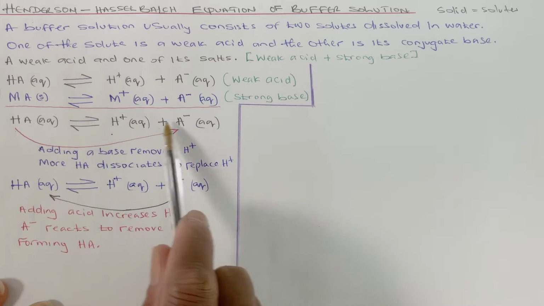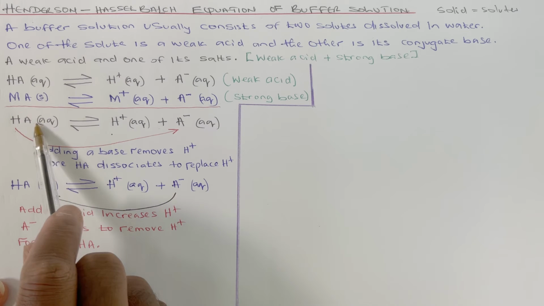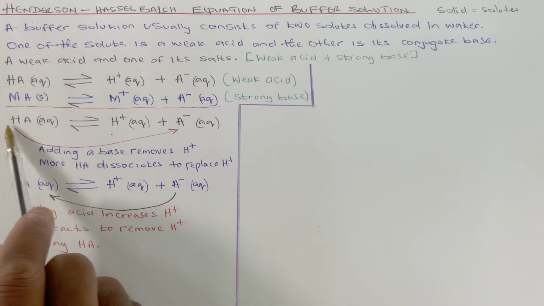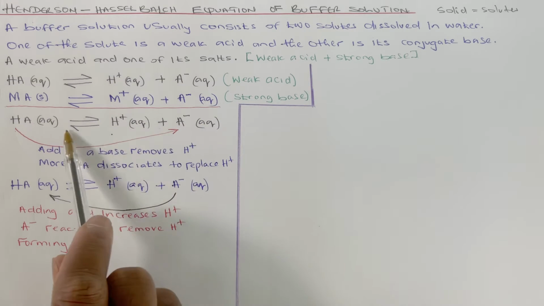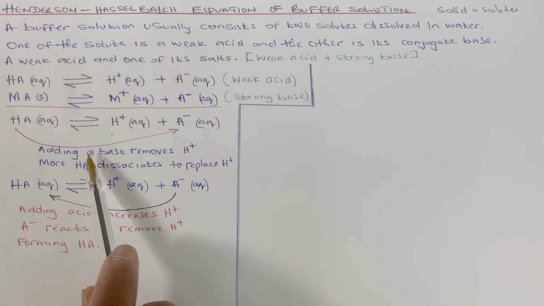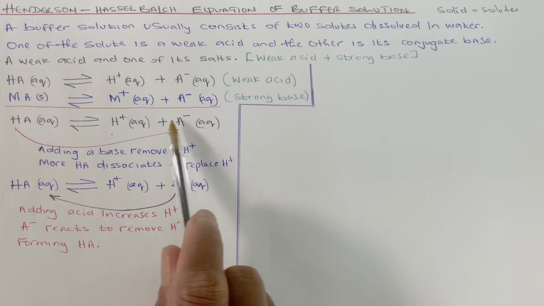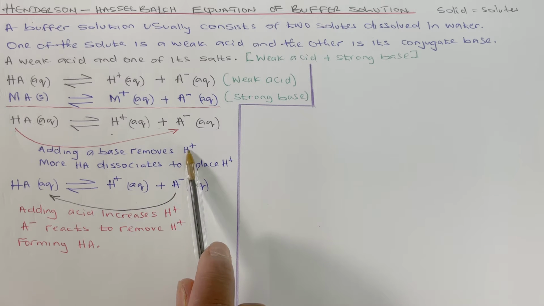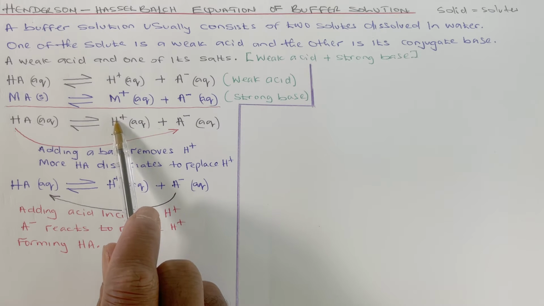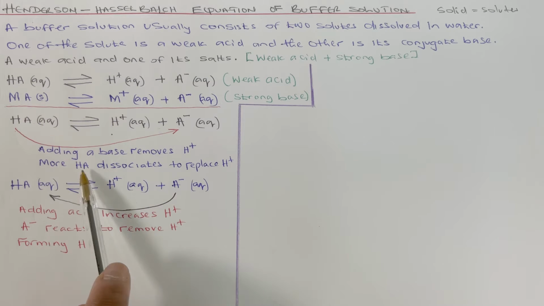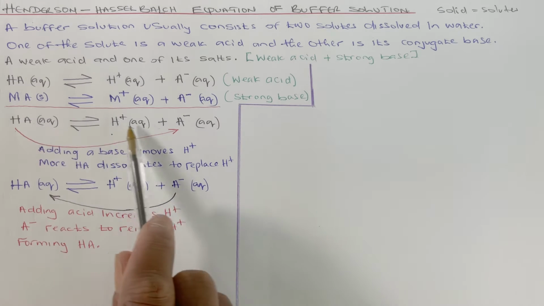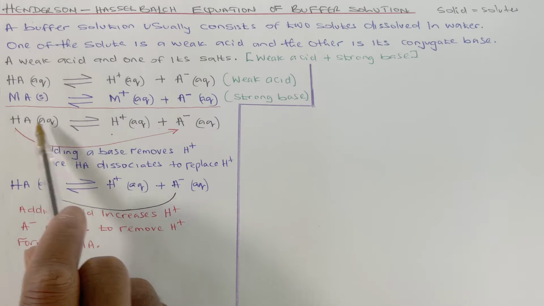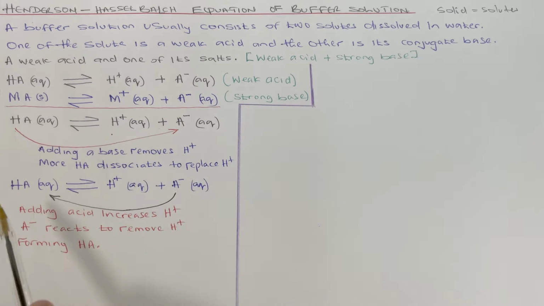So this is a buffer solution, which has a large quantity of the weak acid and a large quantity of the conjugate base. That's what we call a buffer solution. Let's test this buffer solution. If we add a base to the buffer solution, the base will remove the H plus. Therefore, more HA dissociates to replace the H plus that has been removed, so equilibrium will shift to the right, hence replacing the H plus.